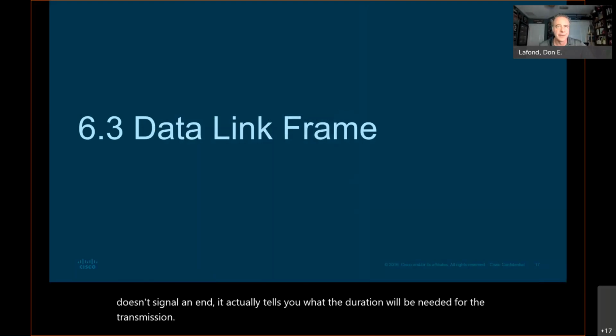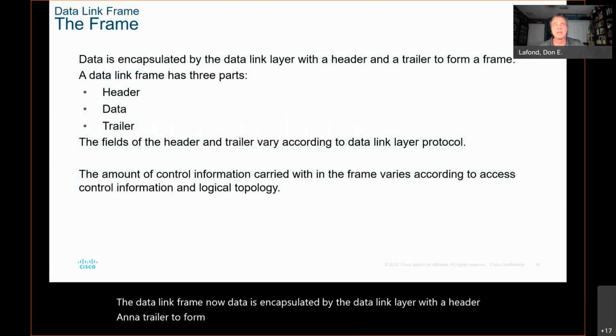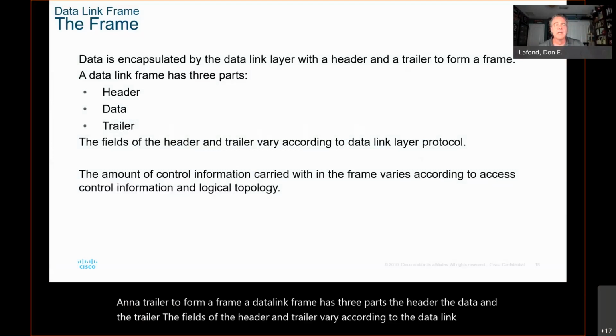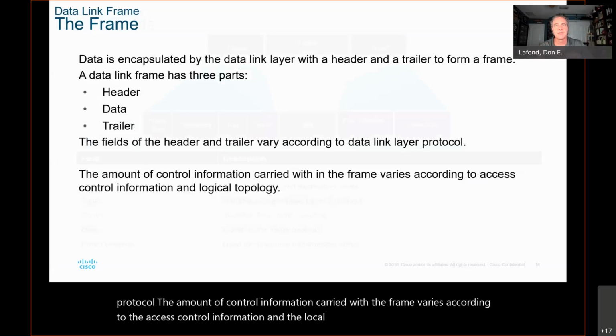The data link frame. Now, data is encapsulated by the data link layer with a header and a trailer to form a frame. A data link frame has three parts: the header, the data, and the trailer. The fields of the header and trailer vary according to the data link layer protocol. The amount of control information carried with the frame varies according to the access control information and the local topology. We talk about that on this slide.